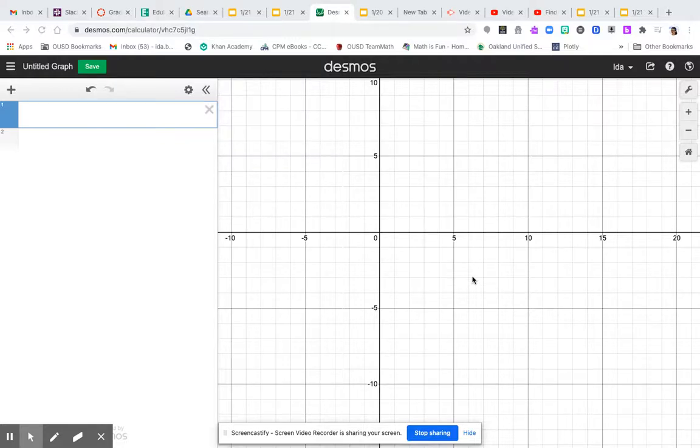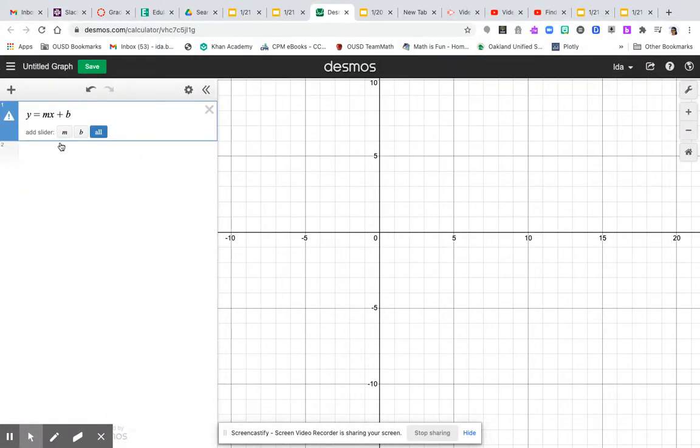For this video, we're going to look at how we can use the Desmos graphing calculator to write an equation in slope-intercept form, but this time starting with just 2 points given to us. So we're going to start by typing the equation y equals mx plus b.